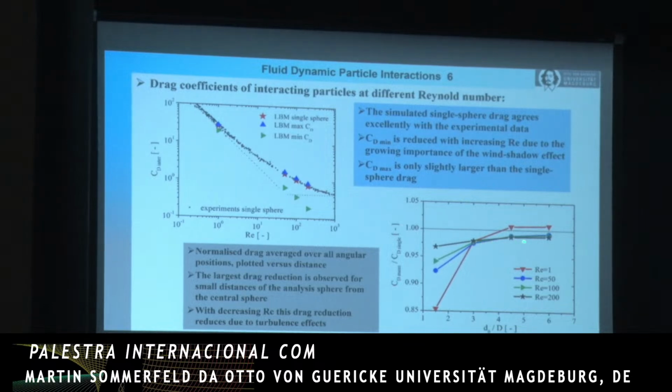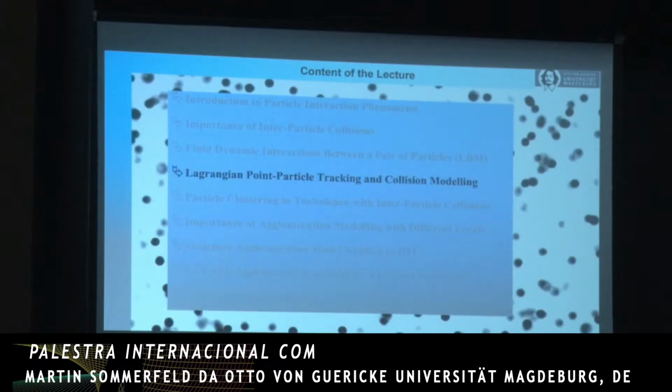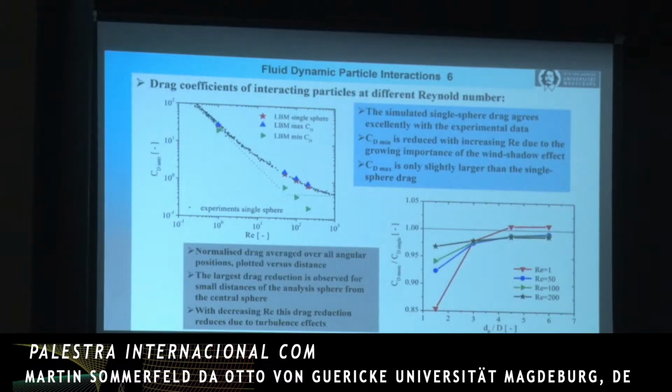If you move farther away, of course, this drag reduction is reduced, except for the small Reynolds number, at Reynolds number 1, where the drag becomes larger than for the single sphere. So it's a way of analyzing the effect of one particle on the other.